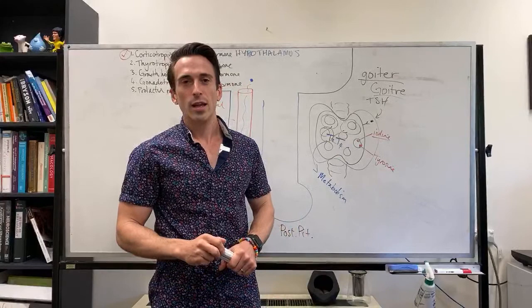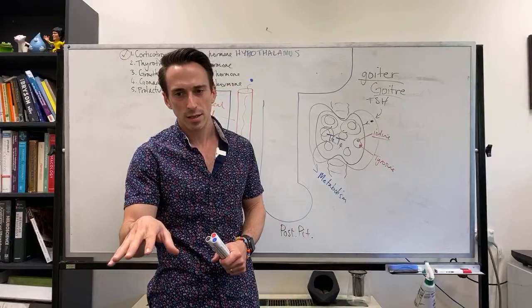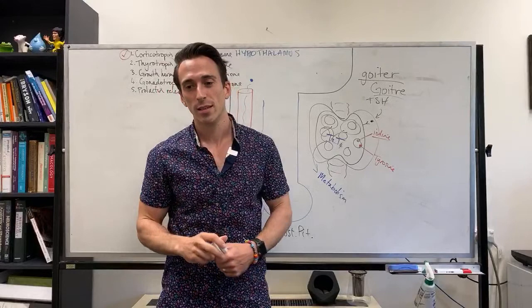So, what do you see? I want you to describe it real basically for me on the chat. Enlargement, yeah. Does it look like the throat has a balloon in it? Because that's pretty much what a goiter looks like. Swelling, yeah.